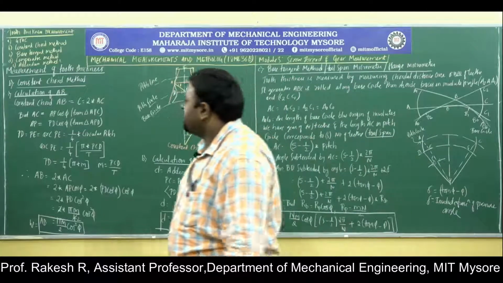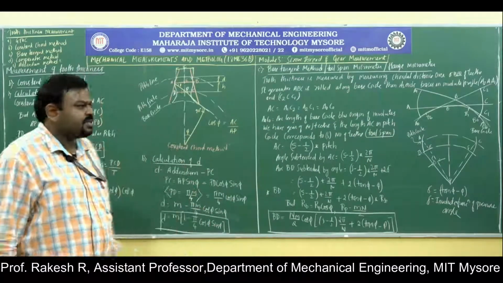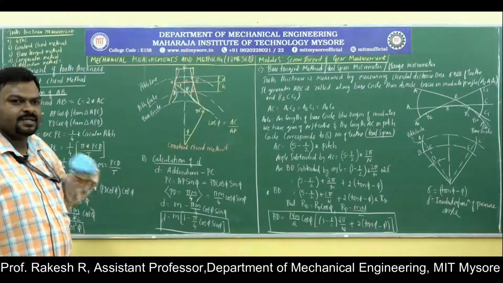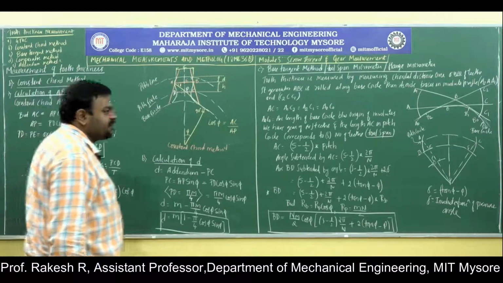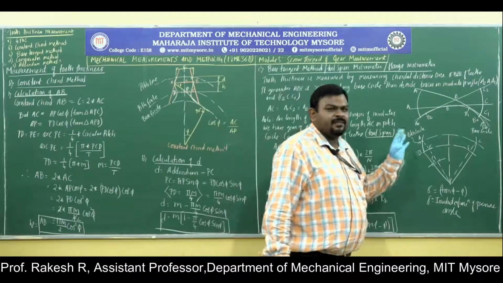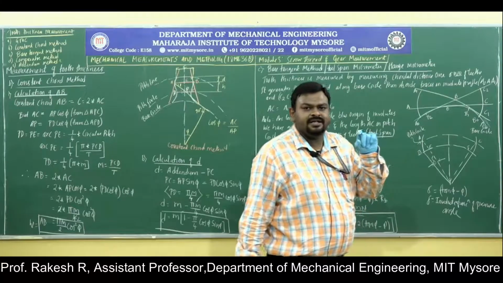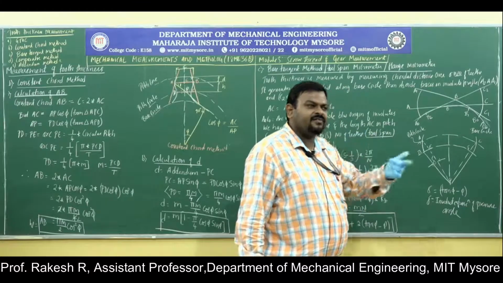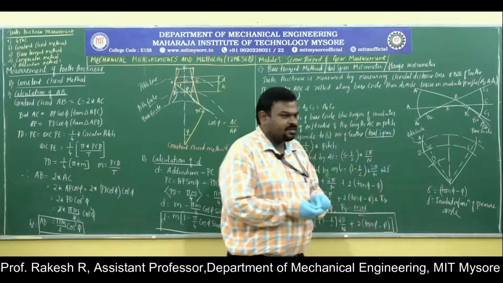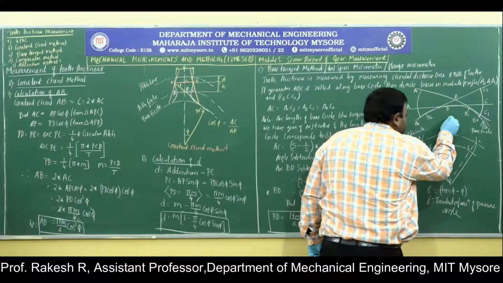Next method is the base tangent method. The name itself indicates it is a tangent to the base circle. It is just like in the milling process, first one tooth is cut, then after that by the indexing mechanism we will be getting several teeth. So this will be indexed.